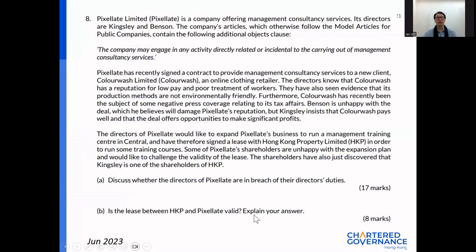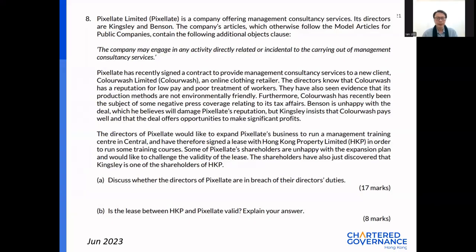Okay, so we have quickly finished question 7. We can now move on to question number 8. Pixelet Limited is a company offering management consultancy services. Its directors are Kingsley and Benson. The articles, which are basically an add-on from the model articles, contain the following additional objects clause. The company may engage in any activity directly related or incidental to the carrying out of management consultancy services.